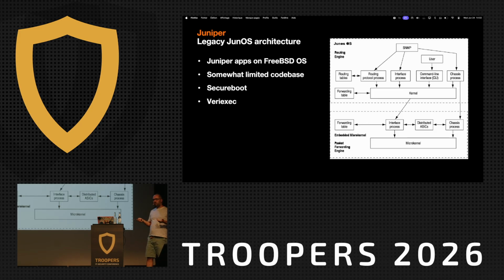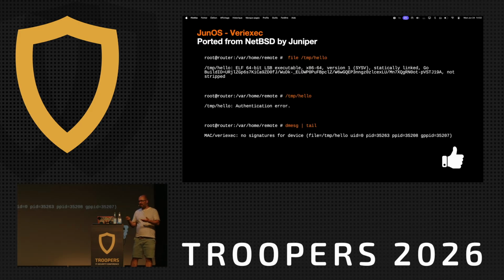So JunOS is based on FreeBSD, somewhat custom with a limited code base because the FreeBSD is a bit trimmed down. We have some security features, like secure boot and veriexec, as we saw. But we do not have much hardening, but I'm getting ahead.